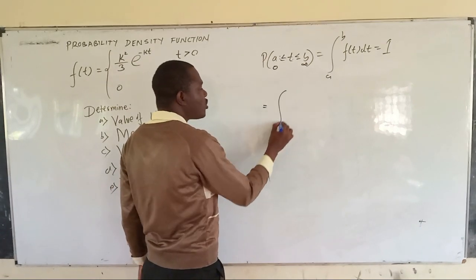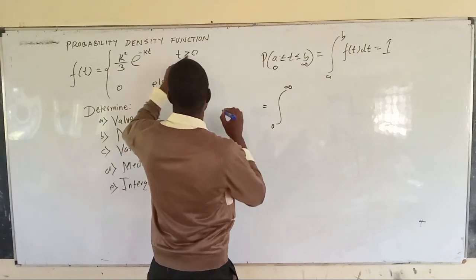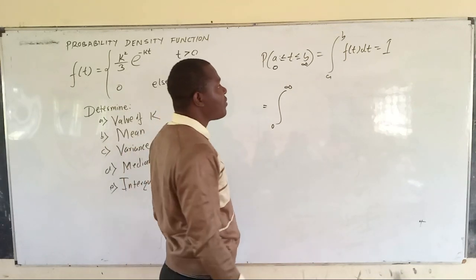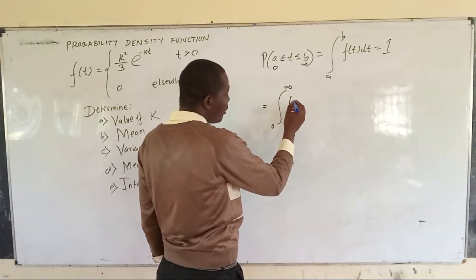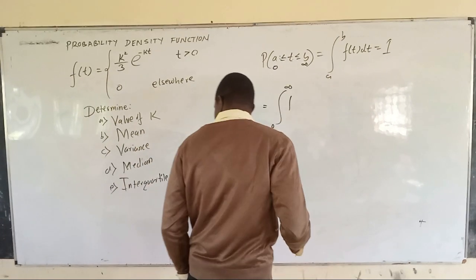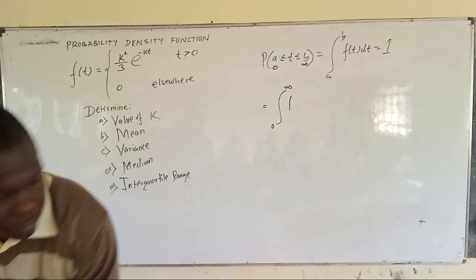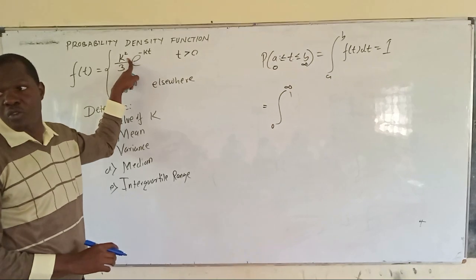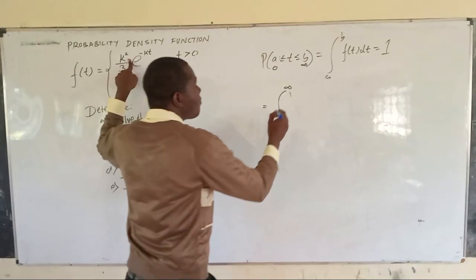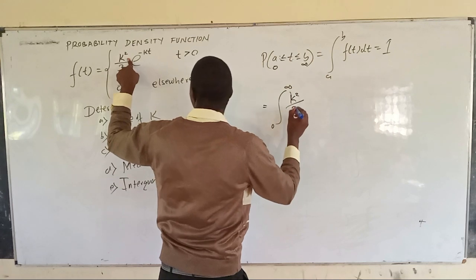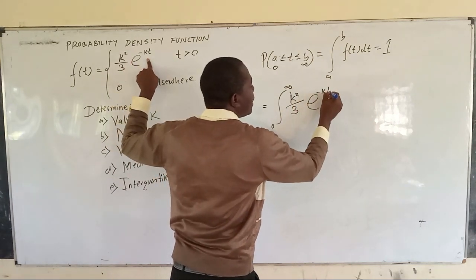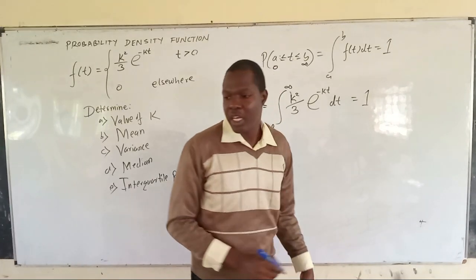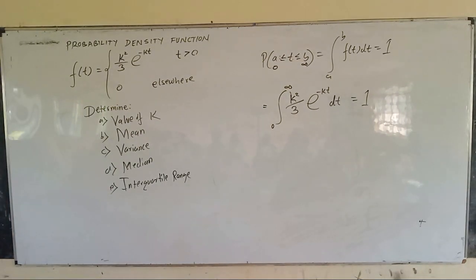So what do we substitute? We are integrating from 0 to infinity of f(t) dt. Substitute the value of f(t) on the spot. The definition of f(t) is k squared over 3 e^(-kt), so we integrate k squared over 3 e^(-kt) dt from 0 to infinity, and the answer is supposed to be equal to 1, the whole range of a probability measure.